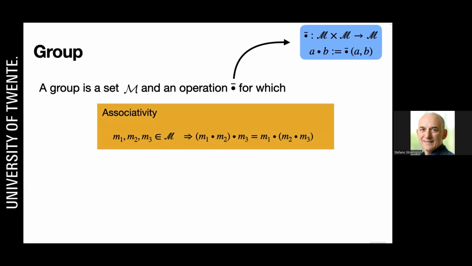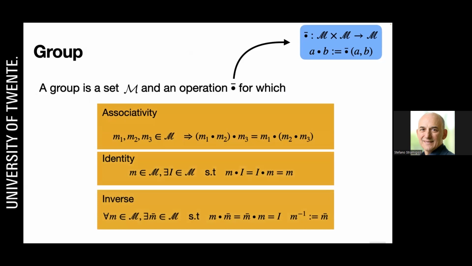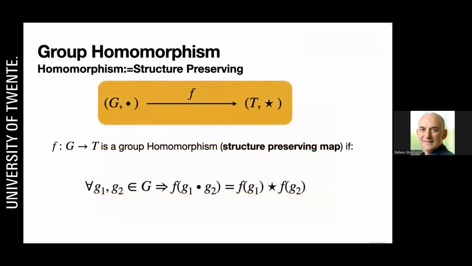And it satisfies associativity. It has an element which is very special, called the identity. And for each element in the group, you have another element which is called the inverse of that element. That's what a group is. Examples are many: you can think of motions, abstract motions, matrices. All the things you use in real numbers, summation and multiplication, have that structure. And if you have two groups, you can define what are called structure-preserving maps.